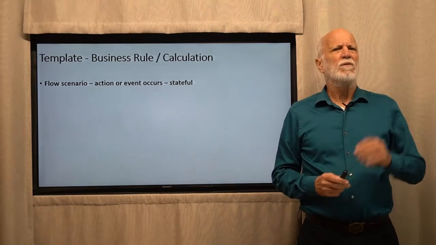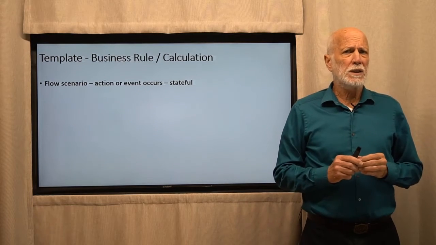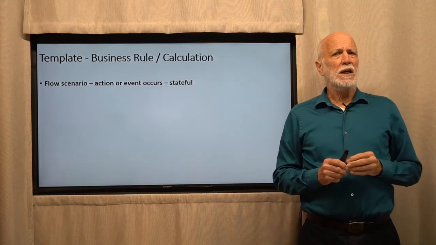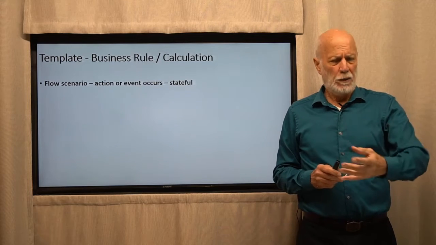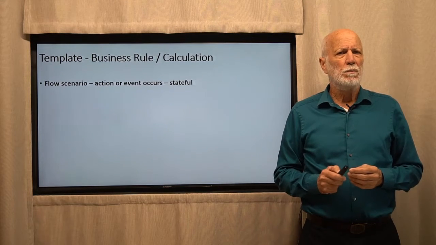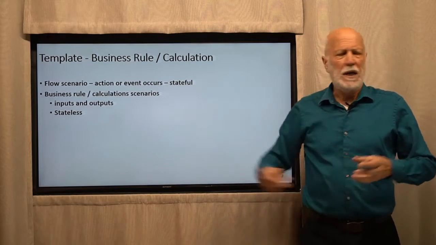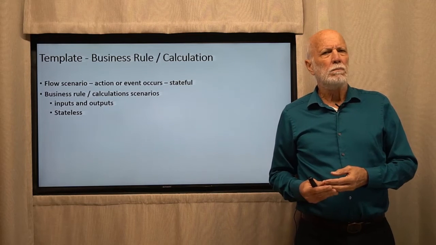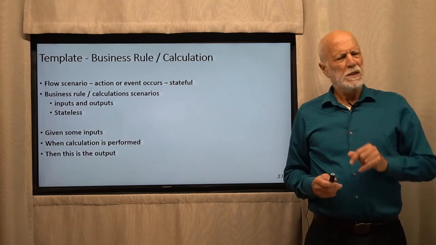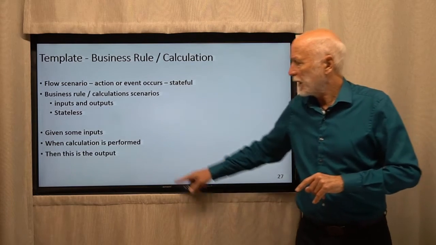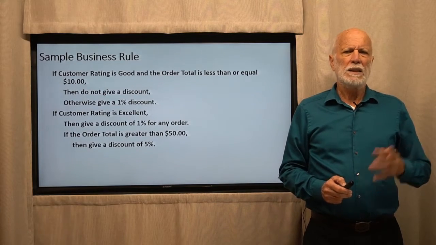The template for a business rule or calculation. Well, first, that flow scenario, which we just did, has an action or event that occurs, and that makes it stateful. We need to have a setup that we're going to apply the action or event to. But on a business rule or calculation scenario, we basically have, here's some inputs, and we get an output. And these are stateless. So the template looks like, given some inputs, when we perform a calculation, then this is the output. Let's take an example of this.